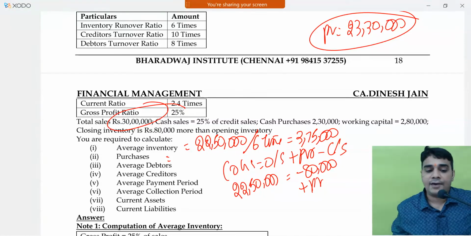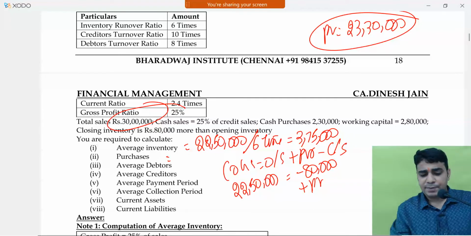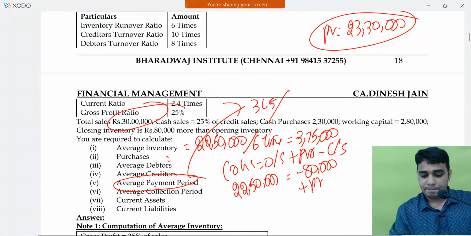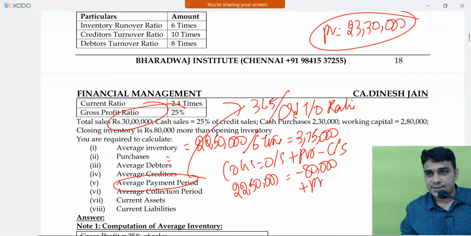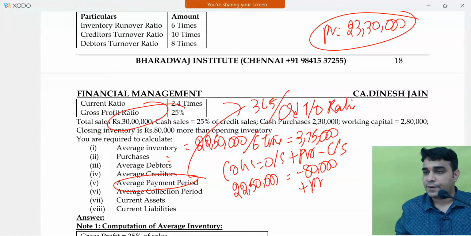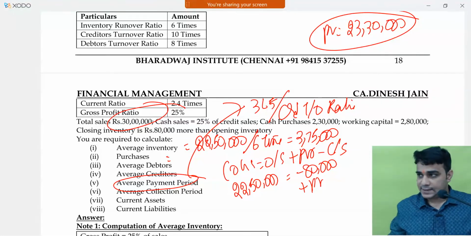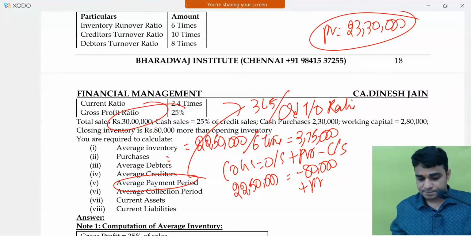Next is average payment period and average collection period. My average payment period is nothing but 365 by creditors turnover ratio. Collection period is 365 by debtors turnover ratio. Payment is how much time you are taking. Collection is how much time you are taking to collect the money from your customers.